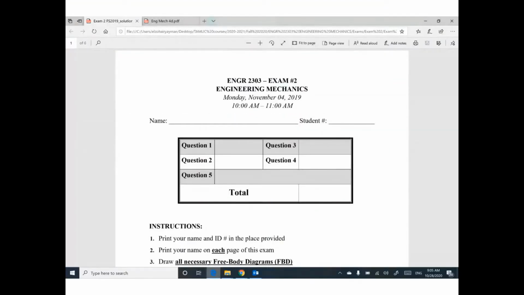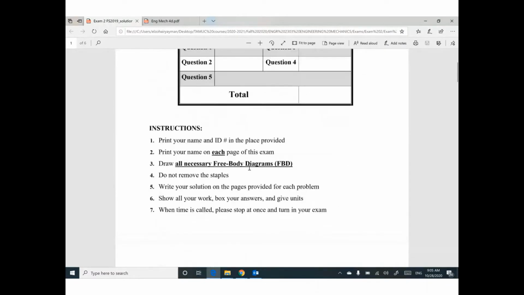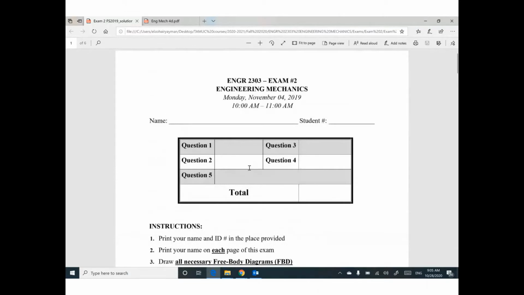So to start our review, the exam will be 5 questions, 75 minutes, 1 hour and 15 minutes, and you will have an extra 15 minutes to submit the solution via D2L.